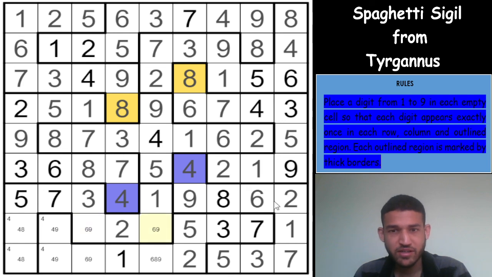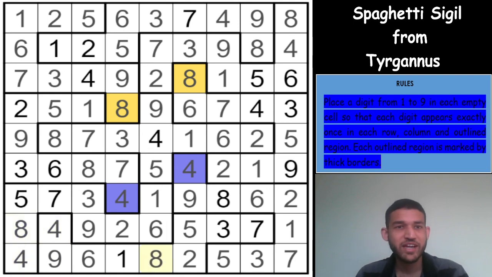This is not 8, so this is 9, 6, 9, and 9 here gives me a 6 and a 9, a 6 here, and the last few digits we can place just like that in a jiffy. And with that we have completed this gorgeous creation by Tirganas. What a Sudoku!